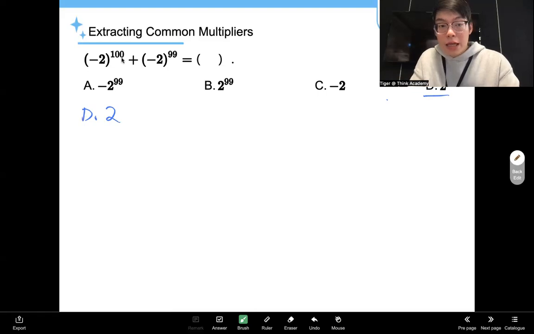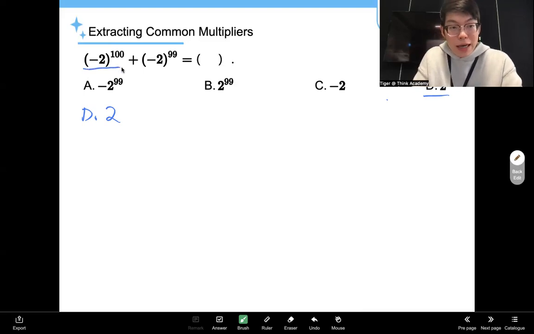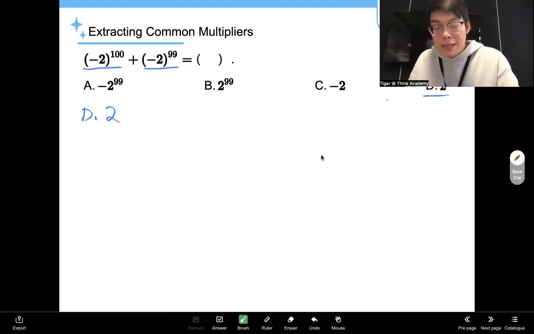All right, so how do we extract the common multipliers here? Well, we know that if I have a power, it means how many times it is multiplying itself, right, for any numbers. So -2 to the power 100 means that -2 is multiplying itself 100 times, where -2 to the power 99 means that it is multiplying itself 99 times. So what is the relationship between 100 times and 99 times?